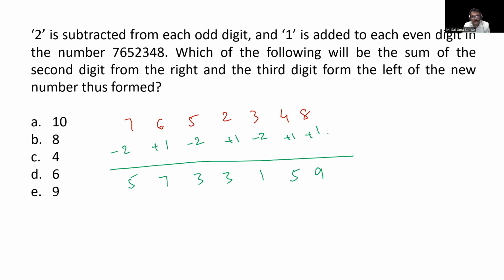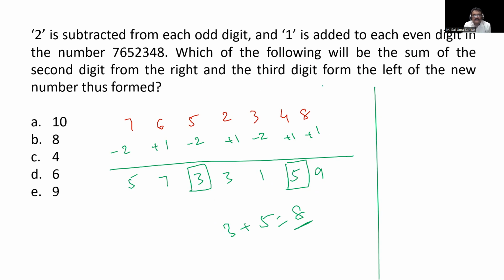Now what we require? The sum of the second digit from the right. Second digit from the right, that is equal to 5. And third digit from the left. What is the third digit from the left? That is equal to 3. 3 plus 5, that is equal to 8 is the answer. Now come to this case.